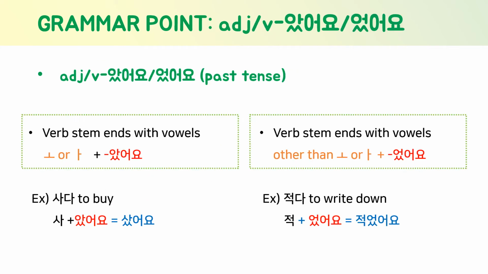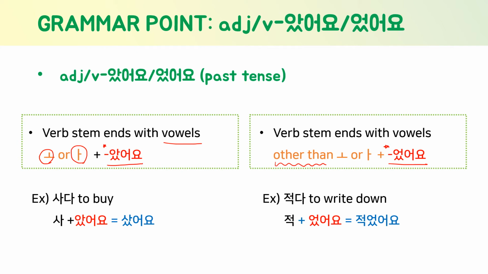Great job. So the next one is the past tense. In Unit 5, we learned the present tense. So this is the past tense. The basic rules are pretty much the same. When the verb stem ends with a vowel, which one? O or a, you add 았어요. But all the other stems other than o or a, you add 었어요.